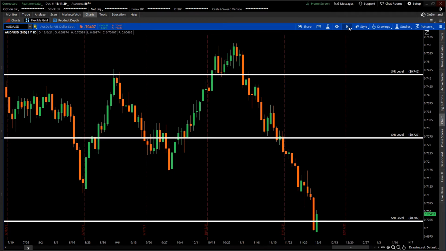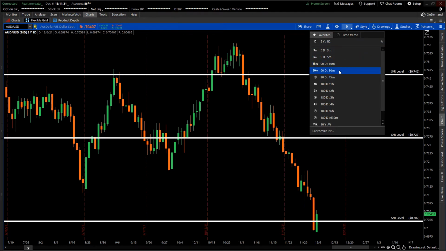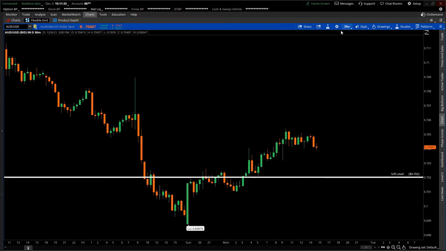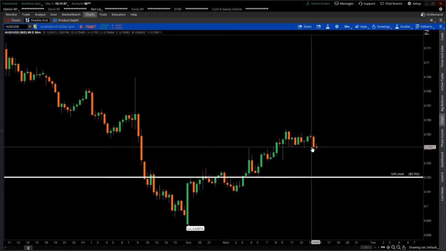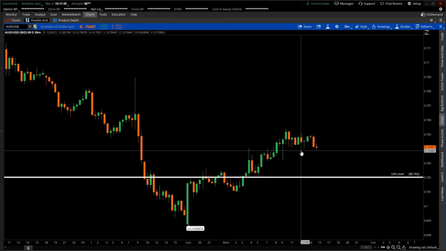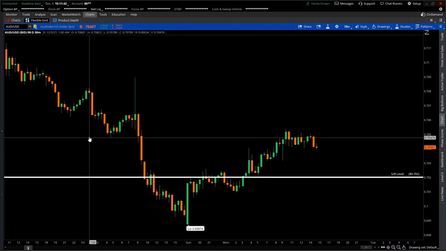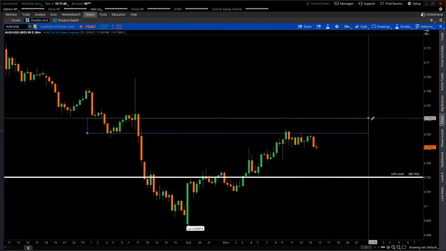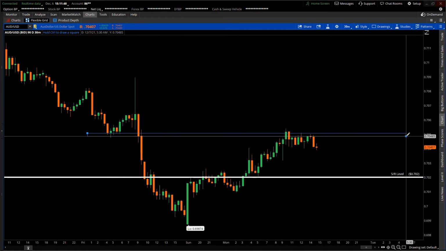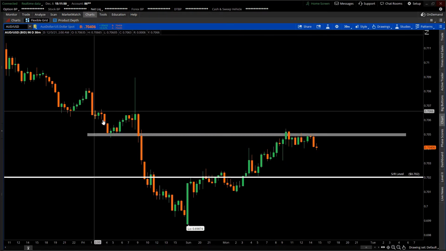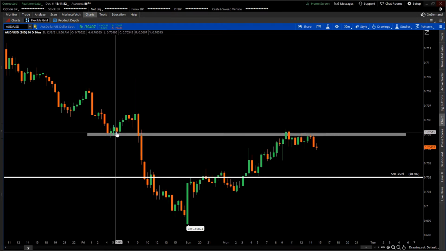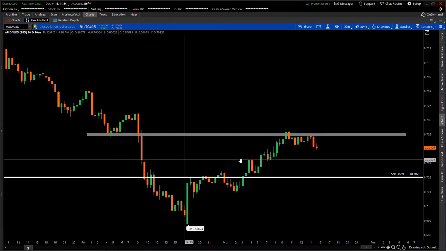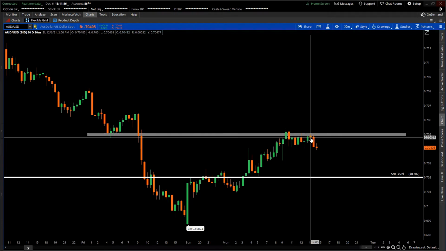So what I did was I toggled down to a lower time frame. Now I'm at the 30-minute time frame, right? So each candlestick represents 30 minutes of trading. So here is an area of support and resistance as well, right? So as price was coming down, support was right here, and now it's acting as resistance.